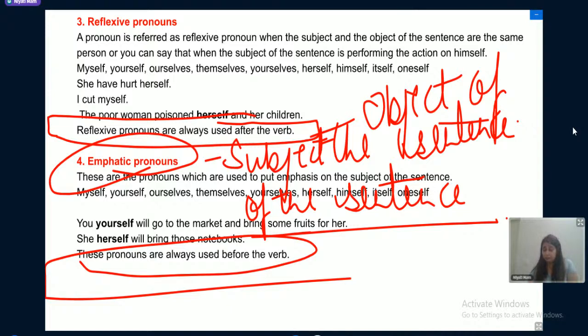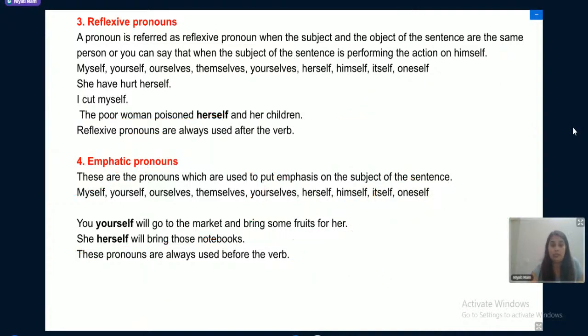So even at the time of exam, even at the time of paper, if you forget the difference between what is reflexive pronoun and what is emphatic pronoun, just remember these two things. Reflexive pronouns are used after the verb. Emphatic pronouns are used before the verb, right? Okay, moving on to the next slides.